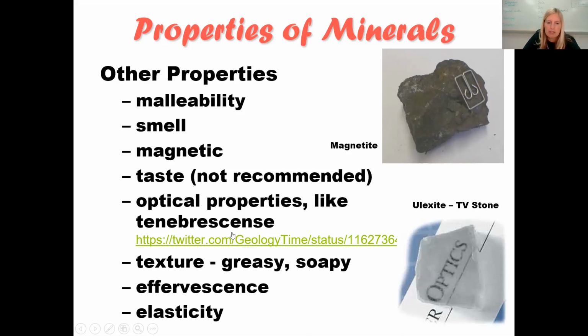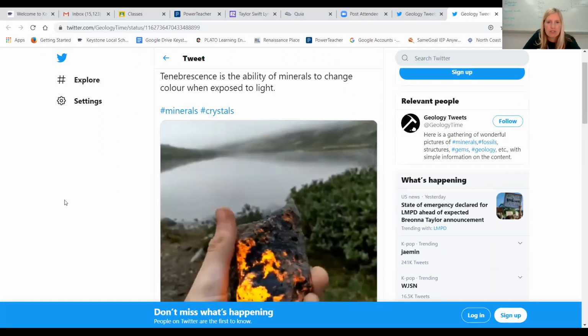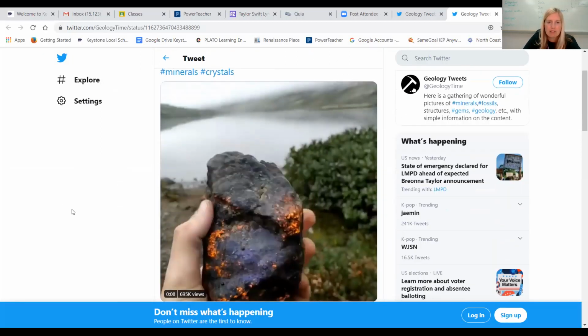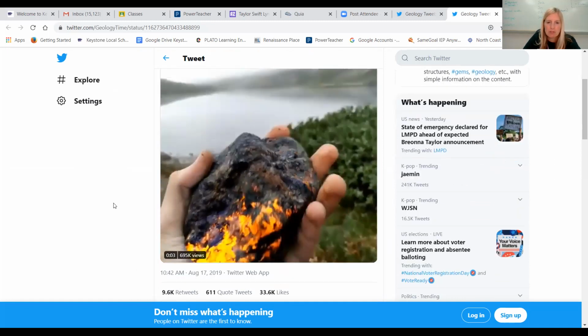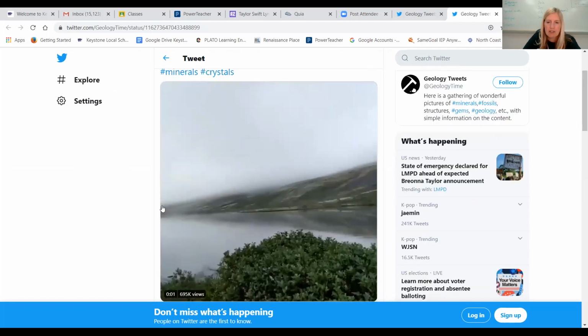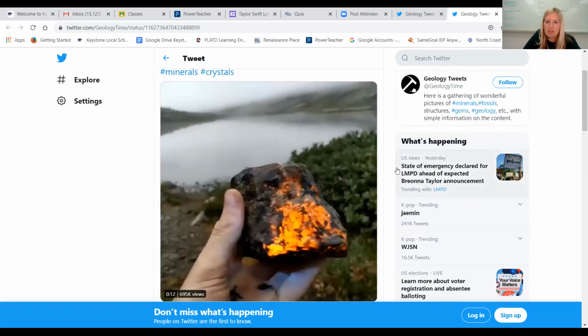I'll click on this real quick so we can see the tenebrescence. This should pop up. So this is just, like it says, it'll change color when exposed to light. So this is an example of sodalite and how it was dug up and now it's being exposed to the light.